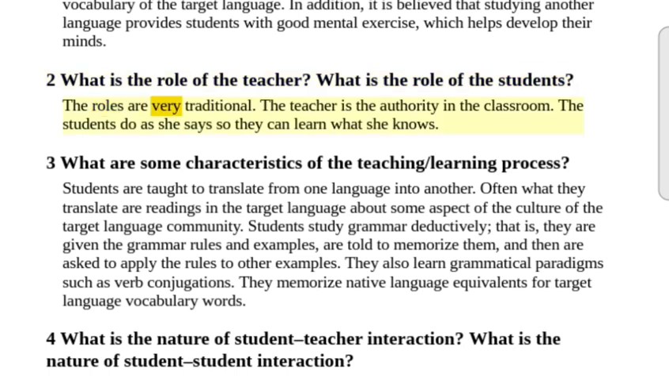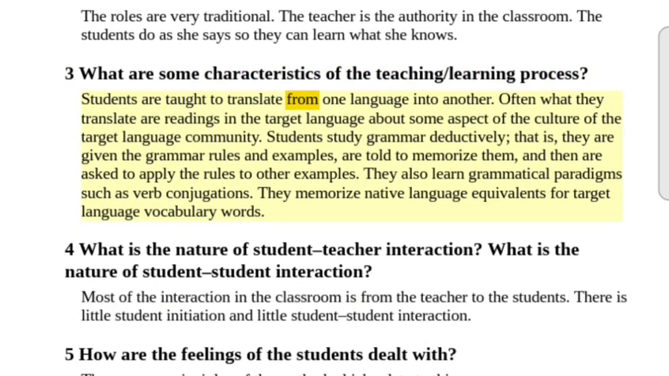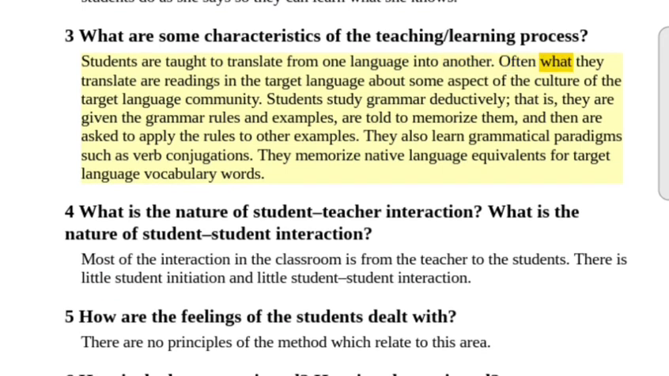The roles are very traditional. The teacher is the authority in the classroom. The students do as she says so they can learn what she knows. 3. What are some characteristics of the teaching-learning process? Students are taught to translate from one language into another. Often what they translate are readings in the target language about some aspect of the culture of the target language community.